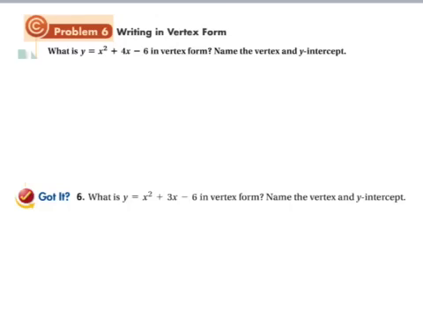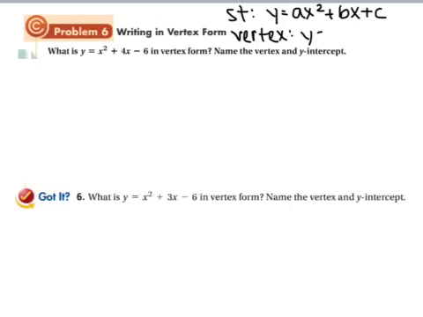So if you look at problem number 6, it's going to ask you to write these in vertex form. Remember, standard's what we've been using. y equals ax squared plus bx plus c. Vertex form, does anybody remember it? Christy? Awesome.